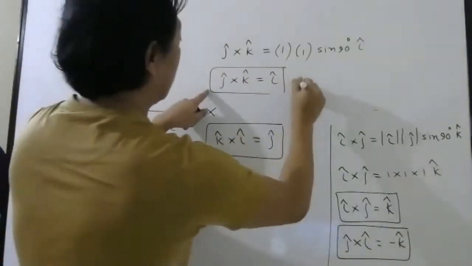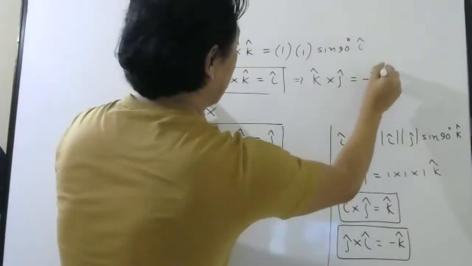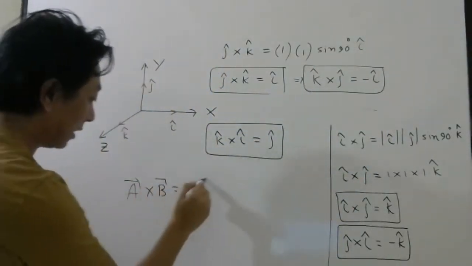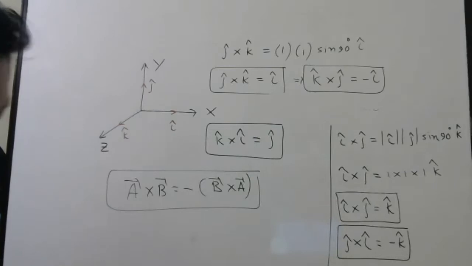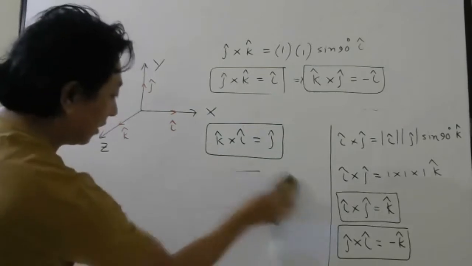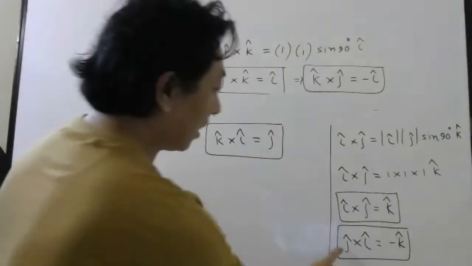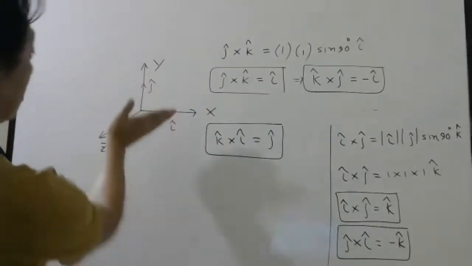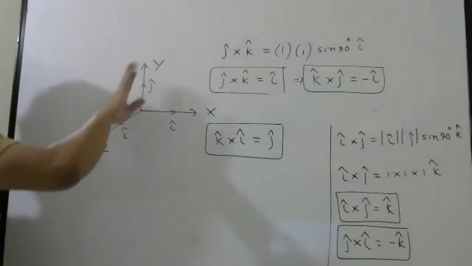Similarly here, if I ulta this one, k cap cross j cap, it will be minus I cap. Last class I told, no, a bar cross b bar is minus of b bar cross a bar. Because direction wise they are opposite, magnitude wise they are same. See, cross product will be 0 when they are parallel. J cap and I cap are not parallel. J cap is here, I cap is here. So I cross j is along this direction. J cross I will be in that direction, inside the board.